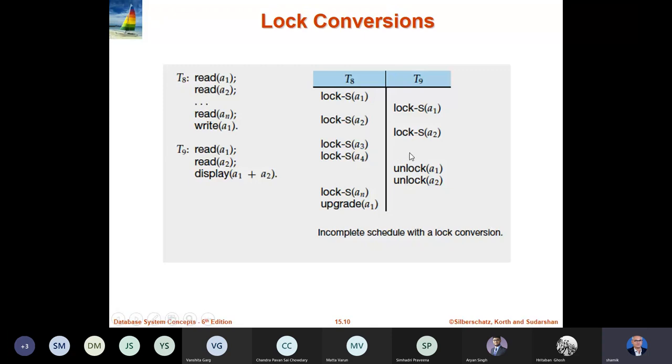And if you see that its lock point is here, its lock point is after this. So that means it will be equivalent to a serial schedule of T9 followed by T8. It is not T8 followed by T9 because whatever A1 is written is not displayed by T9 in its A1 plus A. So we see that it is equivalent to a serial schedule which is in the order of the lock points of these two transactions, which is T9 followed by T8.